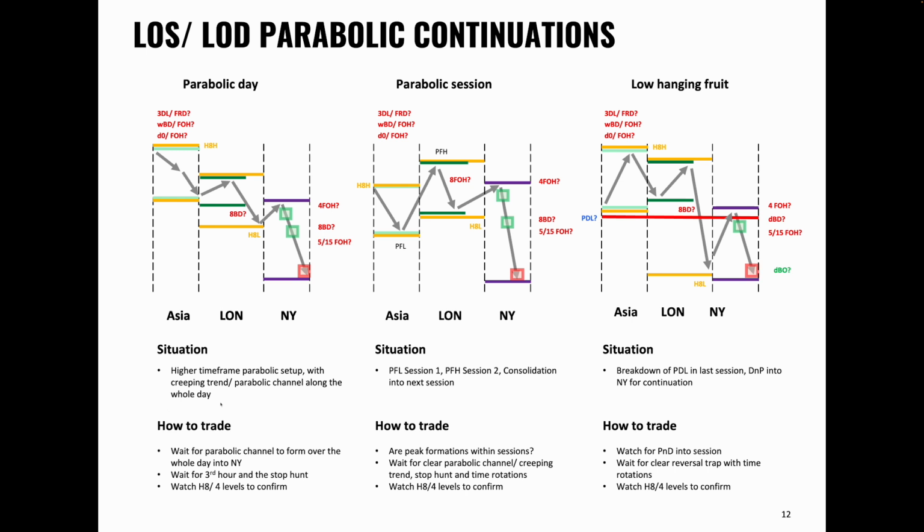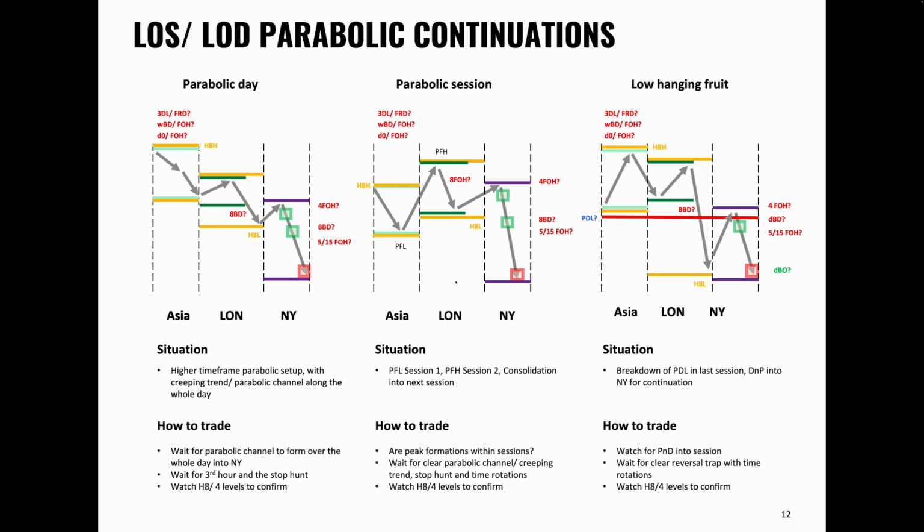So let's look at the first one, parabolic day. Parabolic day means that you have a higher time frame parabolic setup. That's very important. So you're coming out of a day 0, inside day, something like this. And then the whole day just moves into one direction. Creeping trend, parabolic channel, just moving on, never looking back, just maybe some stop hunts, but never kind of doing a peak formation in the other direction.